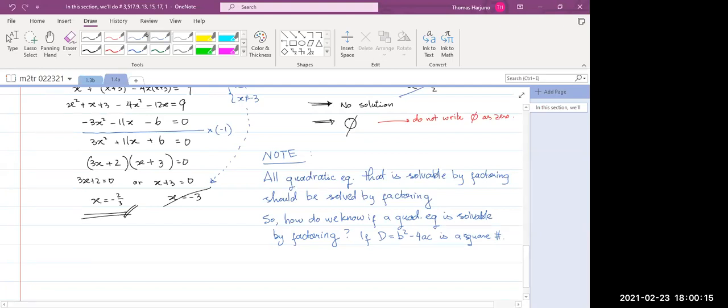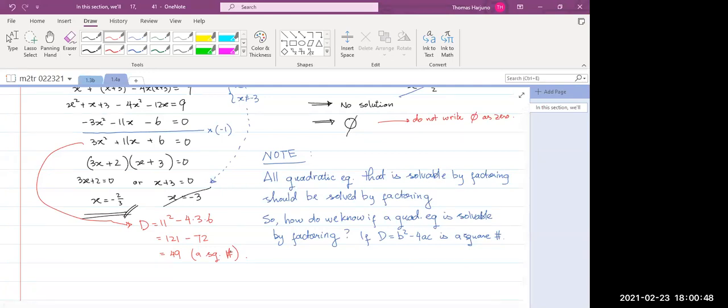So you can check the discriminant here. If you check the discriminant, b squared minus 4ac, it must be a square number. 12 times 16 is what? 12 times 6 is 72. So when I subtract this, I get 49. So you see that 49 is a square number. That's 7 squared. Okay, so once you compute the discriminant and it's a square number, stop there. Do not continue with your quadratic formula. Go back and do it by factoring.